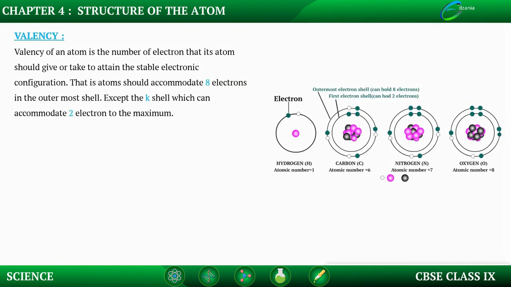Let us learn what is valency. We have already heard about the term valency. Valency of an atom is the number of electrons that its atom should give or take to attain the stable electronic configuration. I have already explained that an atom tries to find stability.